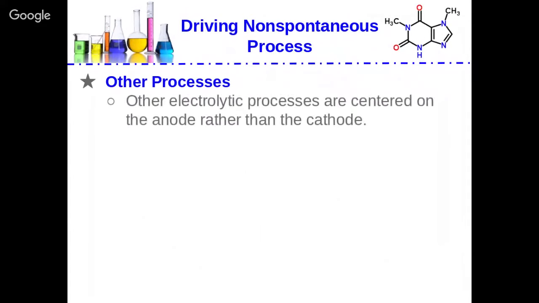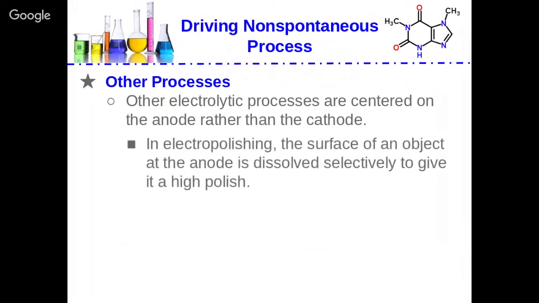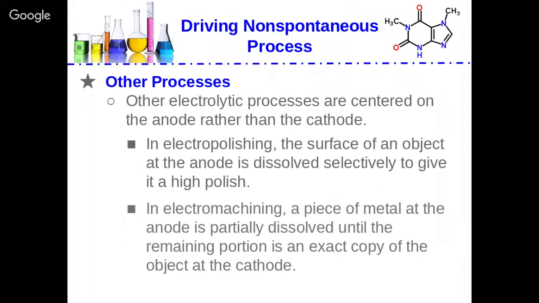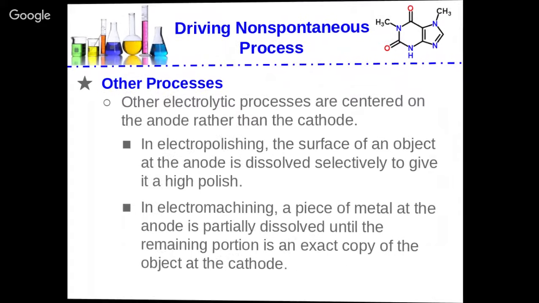Other electrolytic processes are centered on the anode rather than the cathode. Electropolishing is when the surface of an object at the anode is dissolved selectively to give it a high polish. In electromachining, a piece of metal at the anode is partially dissolved until the remaining portion is an exact copy of the object at the cathode.